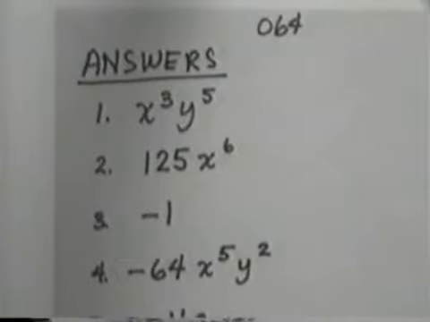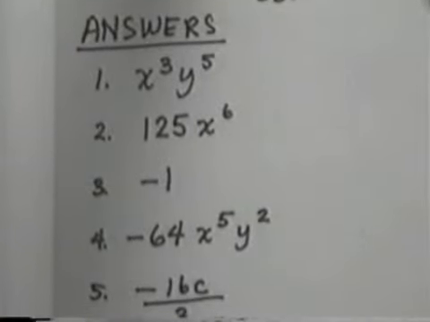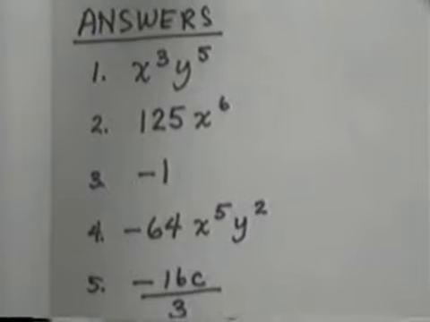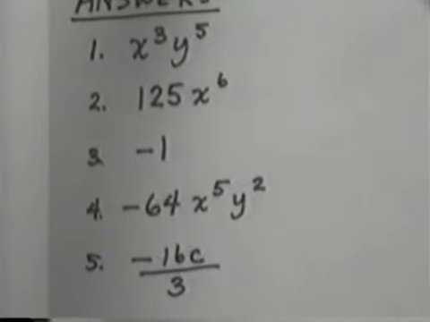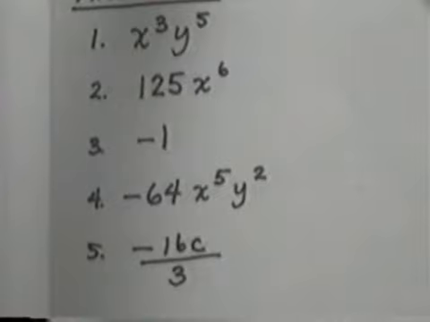Your answers should read, for number 1, x to the power 3, y to the power 5. For number 2, 125, x to the power 6. For number 3, negative 1. For number 4, negative 64, x to the power 5, y to the power 2. And for number 5, negative 16c over 3.